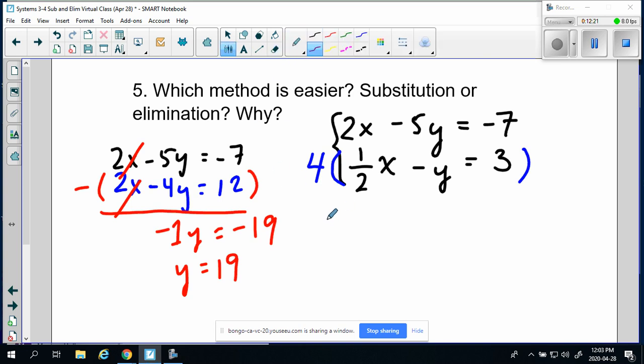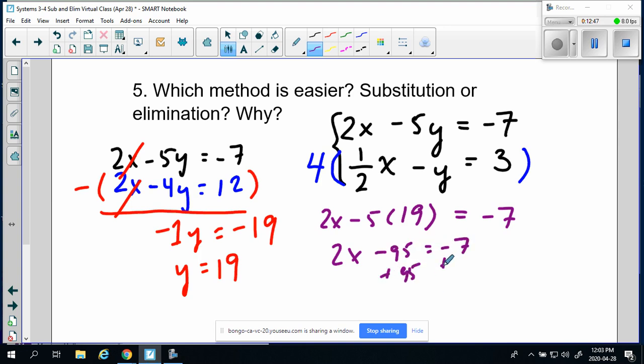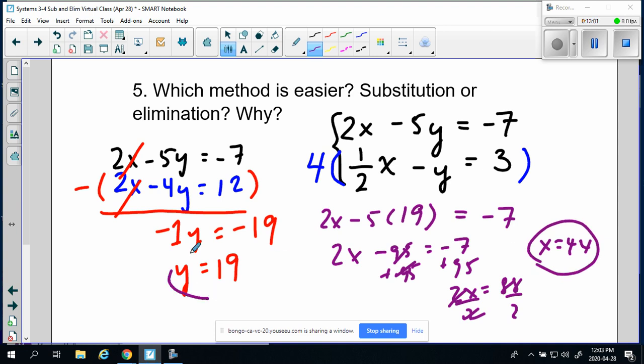Then if I wanted to find x, I believe the first equation is easier because it doesn't have any fractions in it. 2x minus 5 times 19 is equal to negative 7. So 5 times 19 is 95: 2x minus 95 equals negative 7. I can add 95 to both sides, and I'm getting 88. 2x is equal to 88. Divide by 2. x is equal to 44. So I have my answers here and here.